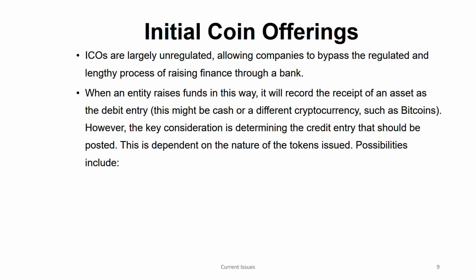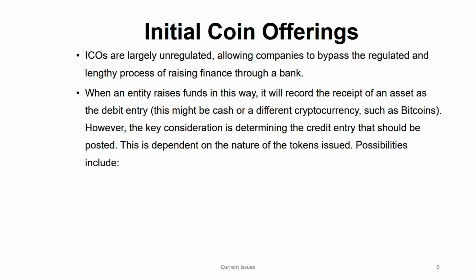Next, what happens when an entity raises funds in this way through an ICO? This is the very important part, the second bullet point. You will debit. Whenever you are receiving an asset, you record the receipt of an asset as a debit entry. That asset could be cash, maybe a different cryptocurrency such as bitcoin. It could be anything, cash or cryptocurrency, so you record it as a debit entry.